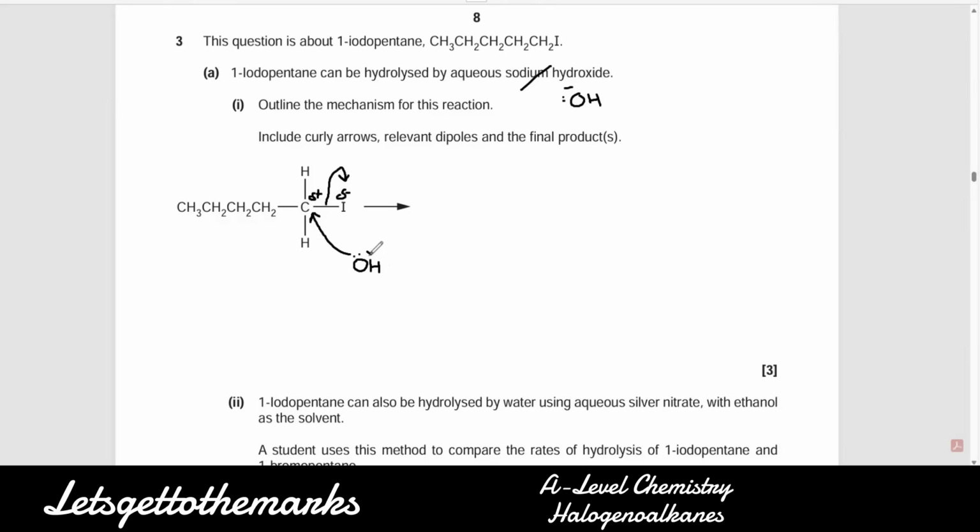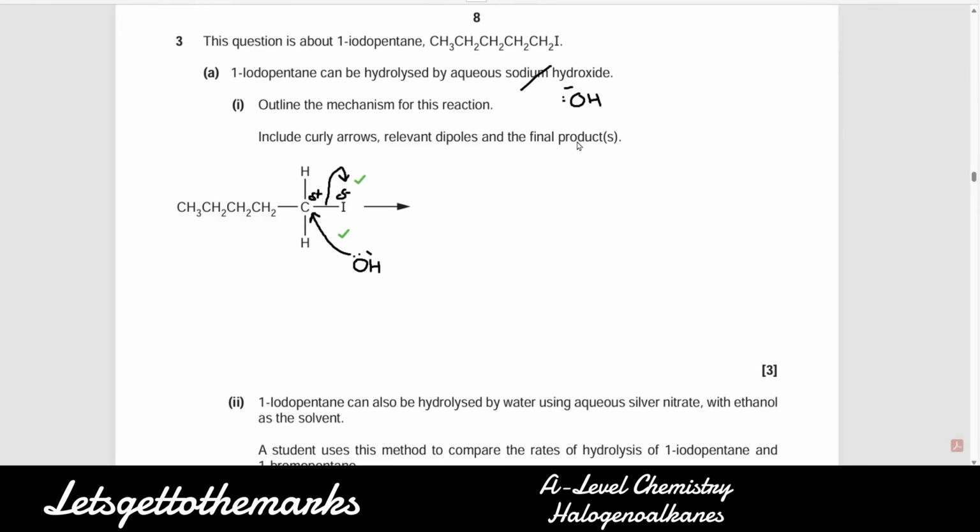We've got the lone pair and the negative to get the mark. We've got the curly arrow. Beautiful. Is this a nucleophile or electrophile? Well, it's attracted to positive charge, so it's a nucleophile. And then we have the curly arrow going from the bond to here, and we put the positive and negative charge there. Bosh. Now there's a third mark.